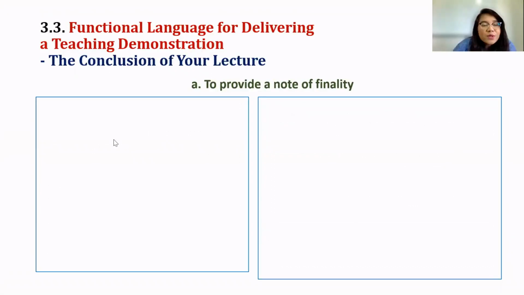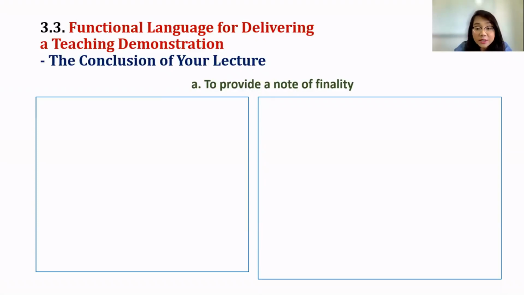All right, now we enter 3.3, still about functional language for delivering a teaching demonstration, and it is the last step, which is the conclusion of your lecture. So we have covered how to provide the introduction, and then to fill in the body of our lecture, and the last one is to conclude our lecture before we close the class, right? And there are several steps as we had in the previous sections. Let's start from providing a note of finality.